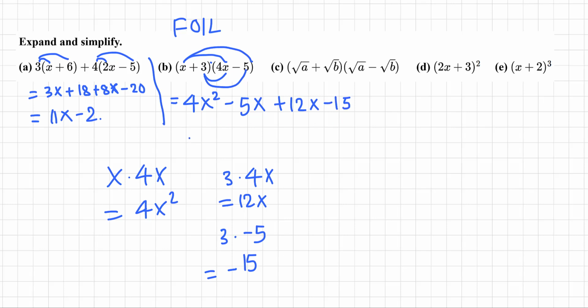Now we combine the like terms. X squared, there are none. So 4x squared stays here. Negative 5x plus 12x. Oh, these are like terms, because negative 5x plus 12x. So 12x minus 5x. We just subtract 5 from 12. That's the plus 7x. Then minus 15. That's the last term. Okay.